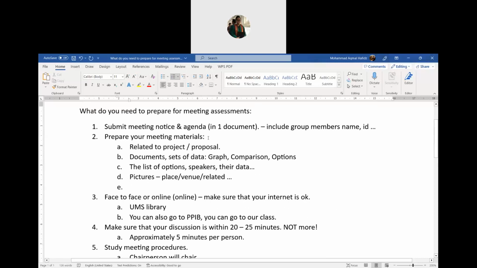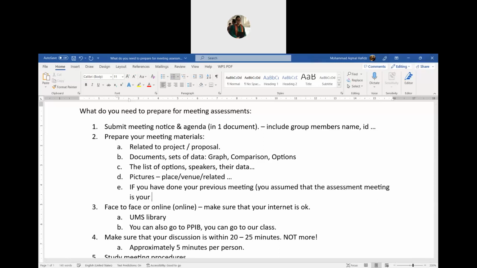Yes. Another thing that you need to prepare, okay, if for example you have done your previous meeting, for example you assume that the assessment meeting is your second, okay, then you need to prepare your minutes of meetings. Okay, so this is the thing.